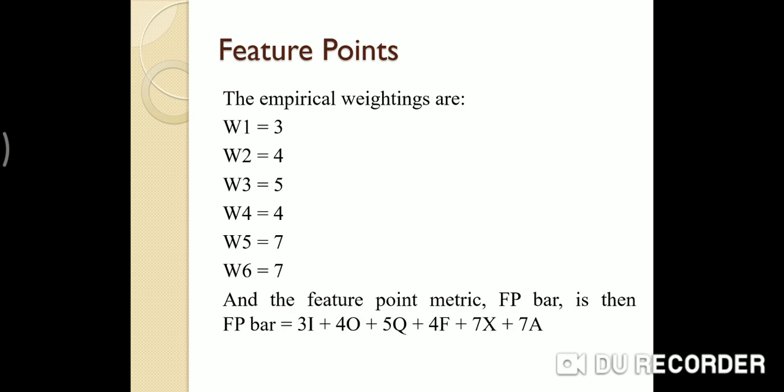So here again I'm taking the same example which we have taken in function points. Using those same weighting factors, here the feature point can be calculated using the formula 3I plus 4O plus 5Q plus 4F plus 7X plus 7A. Here at the last, the complexity algorithm parameter is added to calculate the feature point.